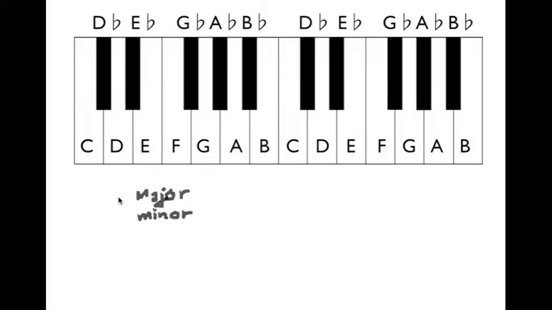So major, we said it was an interval of a major third, then a minor third. What that means is we were on the C, and we did that, because this is a major third because we have two whole steps, and then this is a minor third because we have a whole step then a half step right here. Whole step, half step. So that was major.